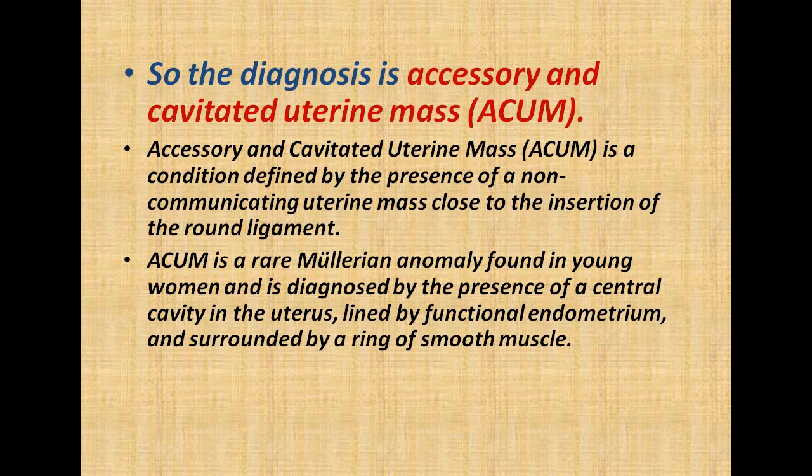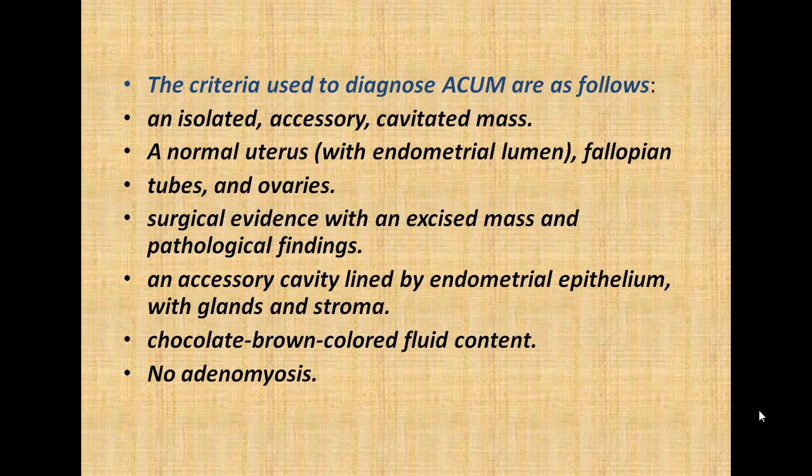Accessory and cavitated uterine mass is a condition defined by the presence of an uncommunicating uterine mass close to the insertion of the round ligament. ACUM is a rare Mullerian anomaly found in young women and is diagnosed by the presence of a central cavity in the uterus lined by functional endometrium and surrounded by a ring of smooth muscle.